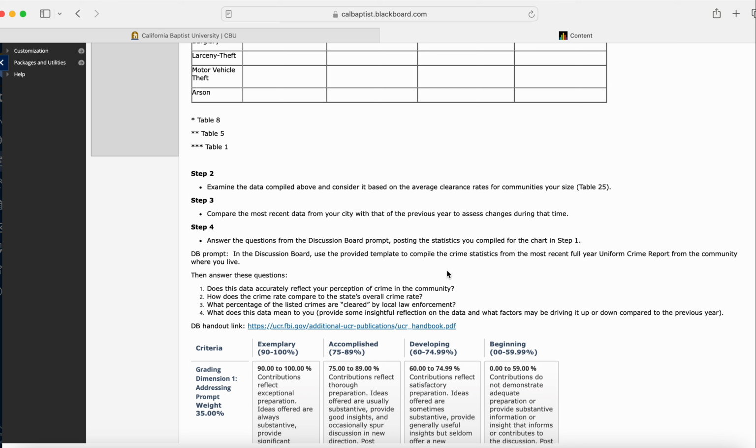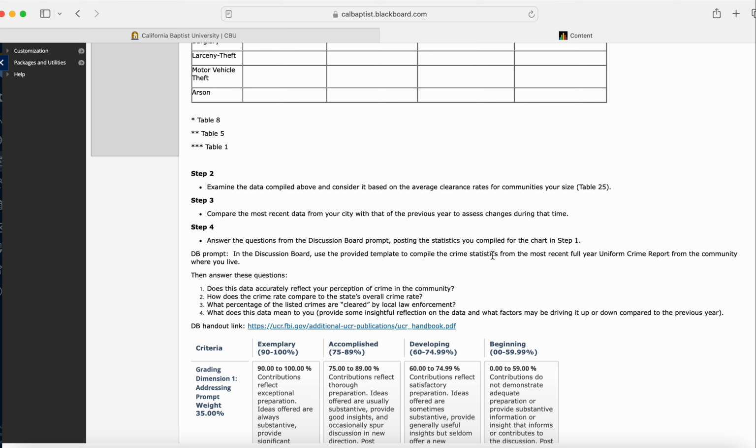In the discussion board, use the provided template to compile the statistics from the most recent year Uniform Crime Report from the community where you live. And then I want you to answer the following questions. Does the data accurately reflect your perception of the crime in your community? Does the crime rate compare to the state's overall crime? What percentage of the crime listed is cleared by local law enforcement? What does this data mean to you? Provide some insightful reflection on the data and what factors may be driving it up or down compared to previous years.